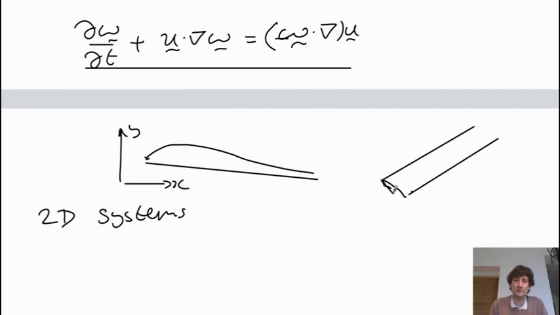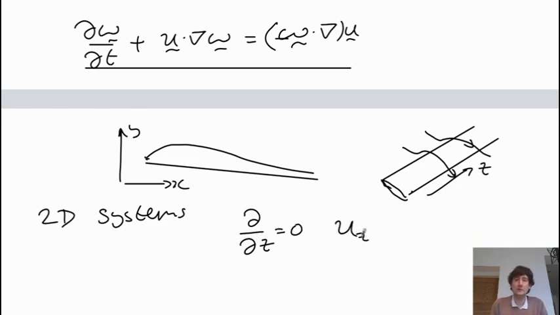And so here you might have the z direction, but assume the flow is going over the wings, for example, but that nothing is changing in the z direction. And this allows us to simplify. So say d by dz equals 0, and say uz equals 0. So the velocity in the z direction goes to 0.